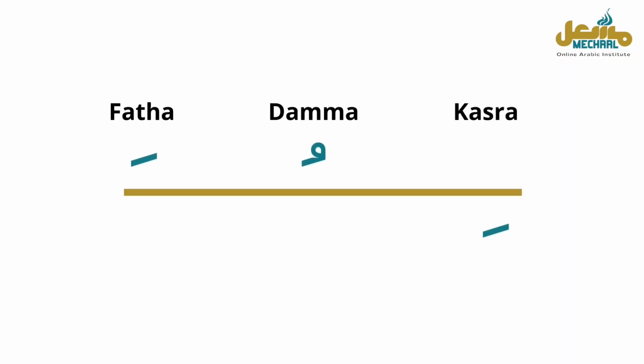Kasra always appears below the letter, and if you see it, you need to assign the sound E to that letter. Damma is pronounced as U, and it always appears above the letter. And finally, Fatha. Fatha again always appears on top or above a letter. And it's pronounced as A.